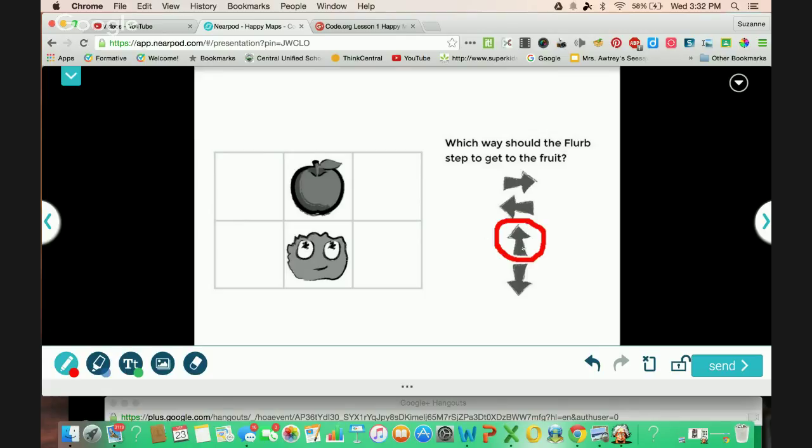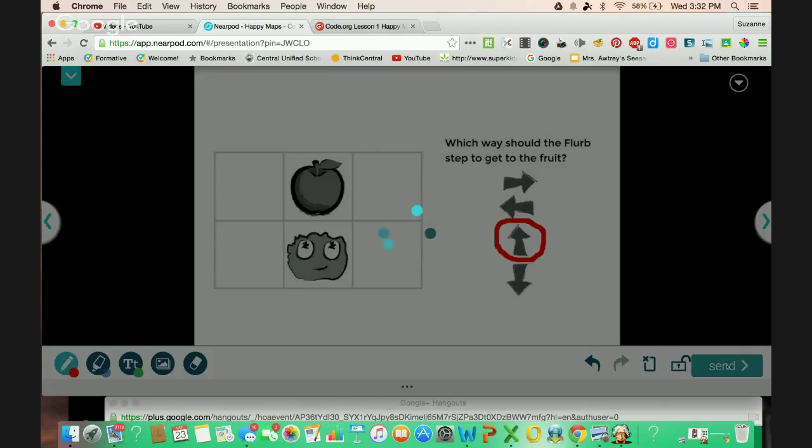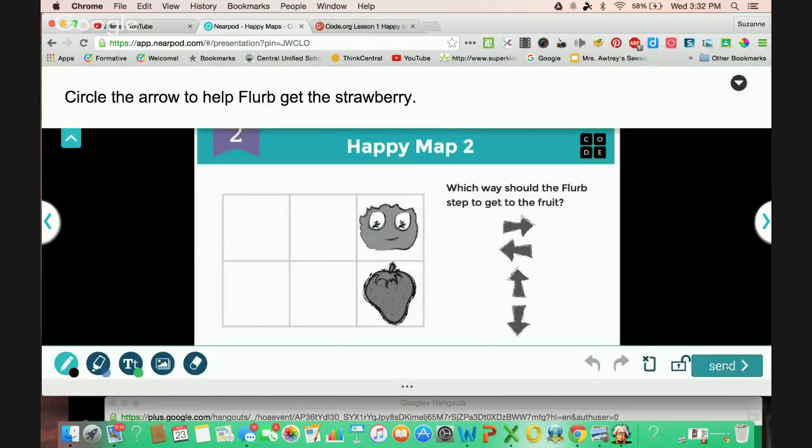Now, after you have circled this on your tablet, you need to be sure to press send, which is down in the bottom right corner in a blue rectangle. S-E-N-D, send. That way it gives Mrs. Autry your answers, and I'm going to see if you're correct.